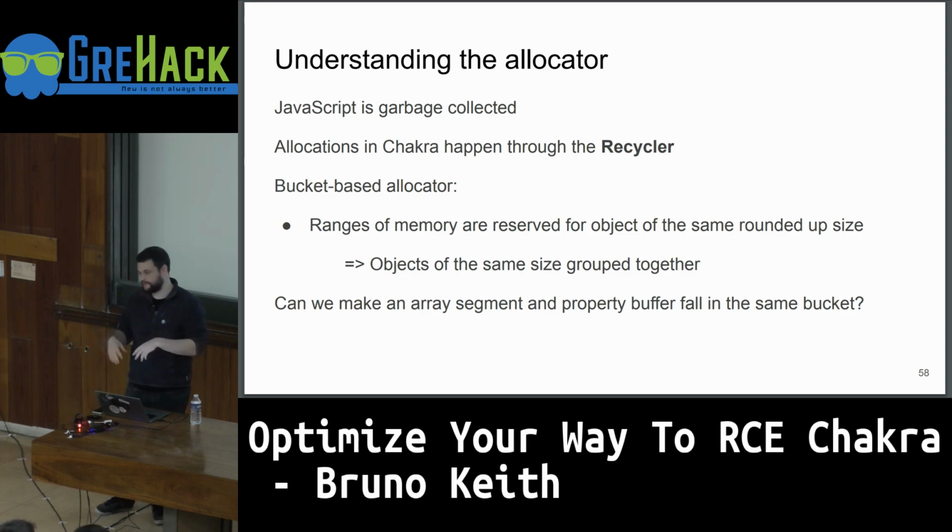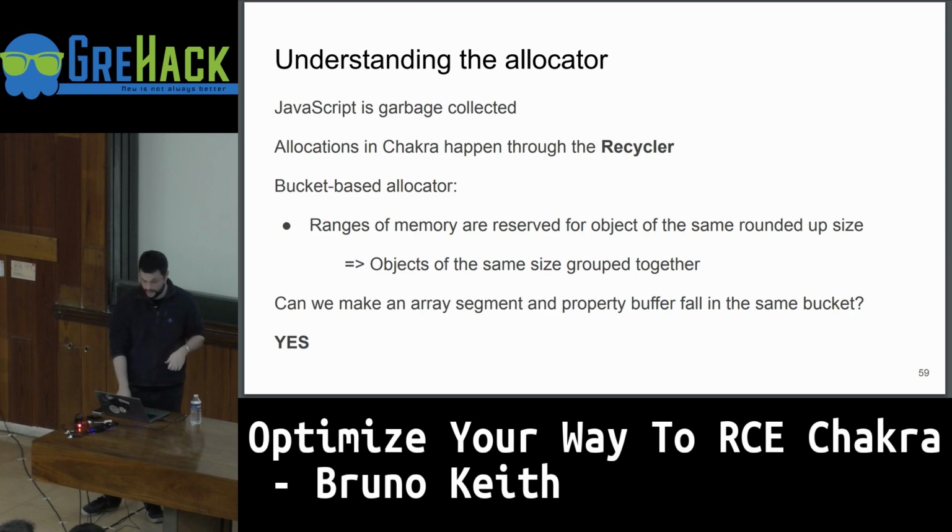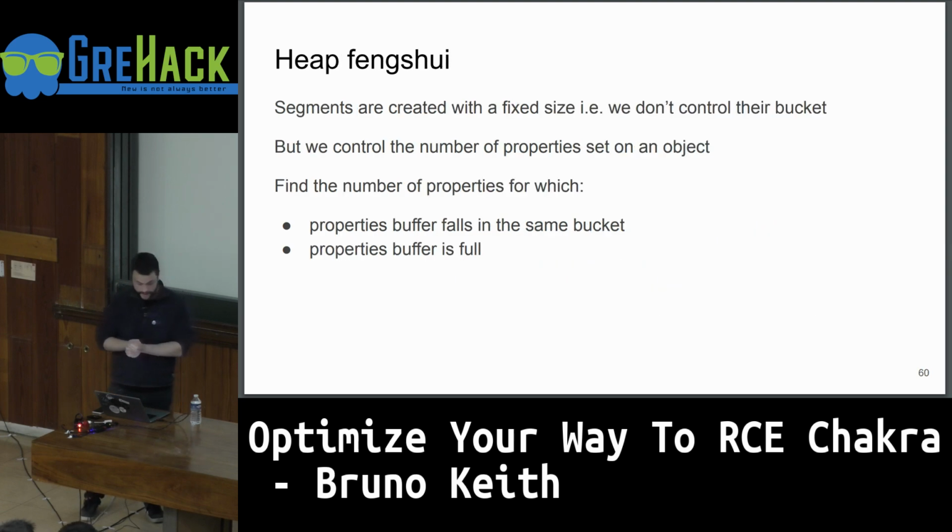So basically what that means is that objects of the same size will be together, and two objects of two different sizes are very, very hard to get next to each other, almost impossible. Question is, can we make an array segment and property buffer fall into the same bucket? The answer to that, of course, is yes. Otherwise, I wouldn't be here presenting this.